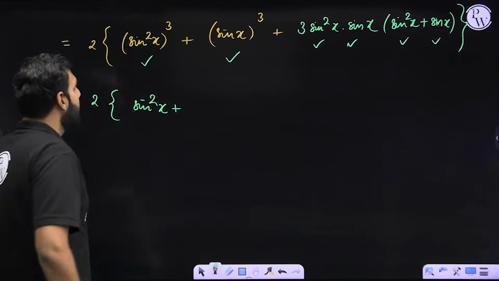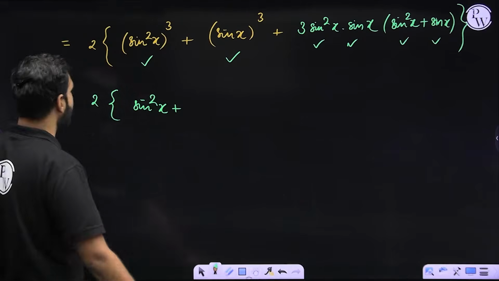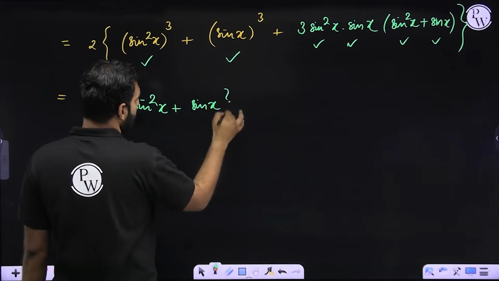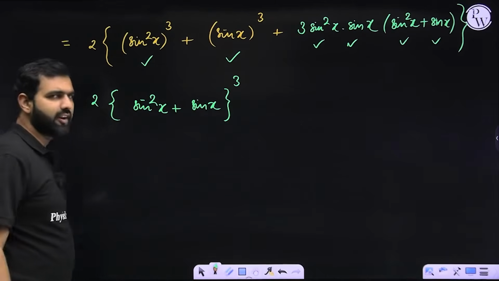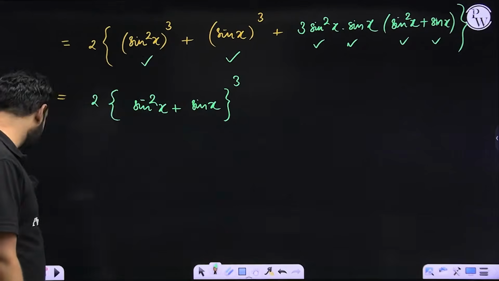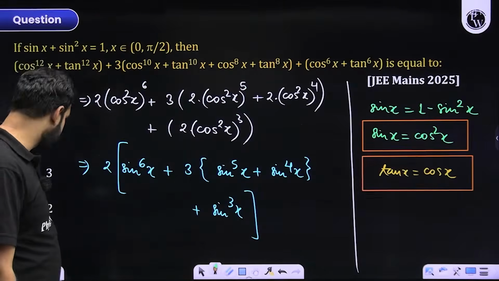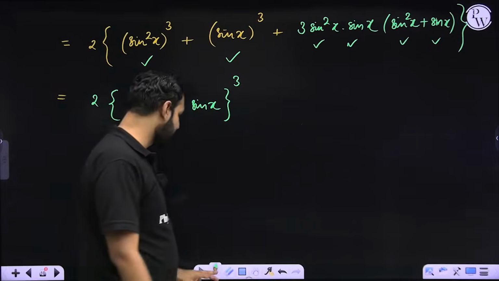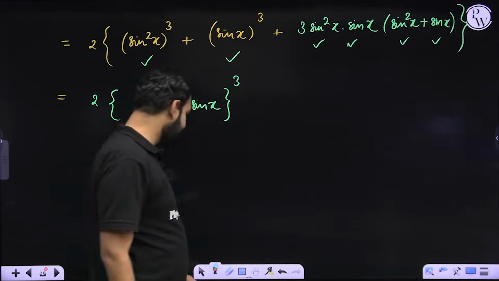So it should be a plus b whole cube. What is going to be the value of a plus b whole cube? So a plus b. What is b? B is sine x whole cube. Everyone comfortable with this? I hope there is no confusion on this part and you are getting this very clearly. It is sine square x plus sine x is equal to 3. I hope we are going great with that. Now, moving ahead, what do I have next?